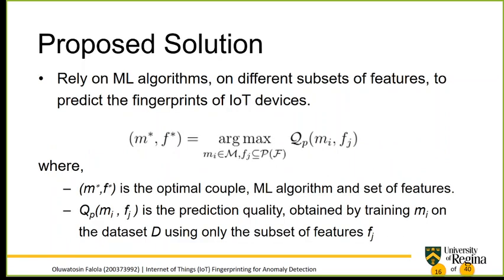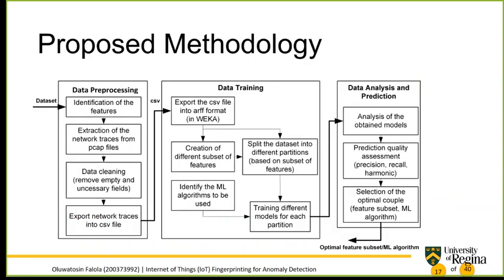I'm relying on machine learning algorithms on different subsets of features to predict the fingerprinting of IoT devices. The function there shows how I'm going to do that. I am going to be using subsets of features on algorithms, and then I'll be able to test to know which one is the optimal features. Now, this is the process that I'm going to be following: the data processing, the data training, and data analysis.